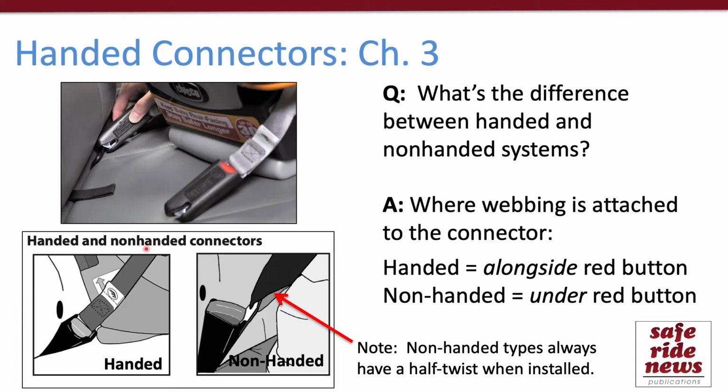When you have a non-handed connector, which again today most convertible and all-in-ones do have this, but not all. But when you have this type, this is why you now see a little bit of a half twist coming off. That's the kind of trade-off we have there, and it's perfectly normal and it's not a problem.